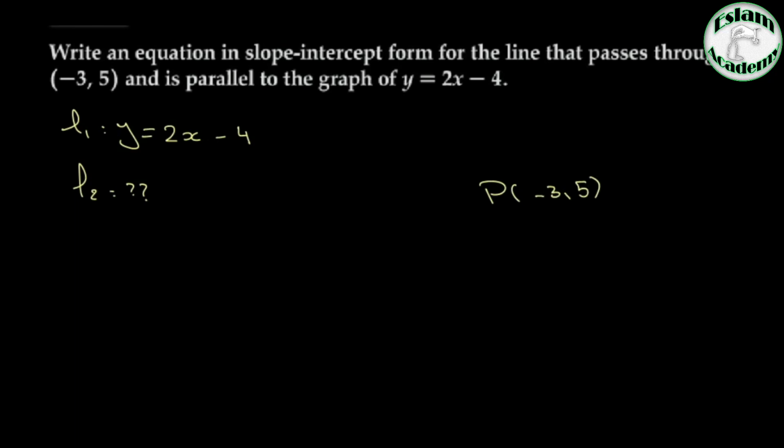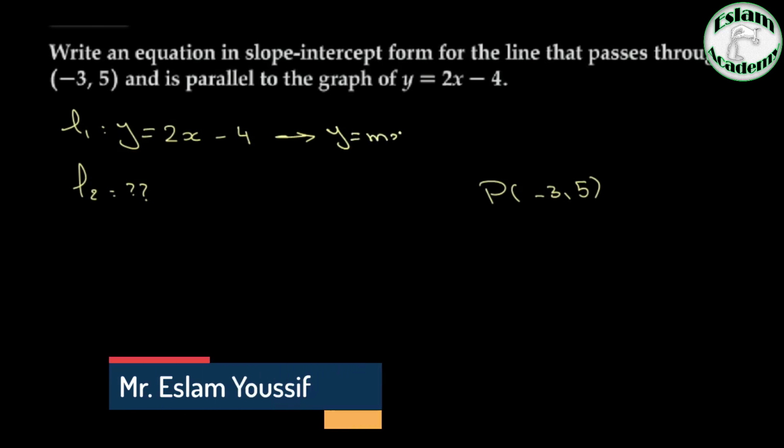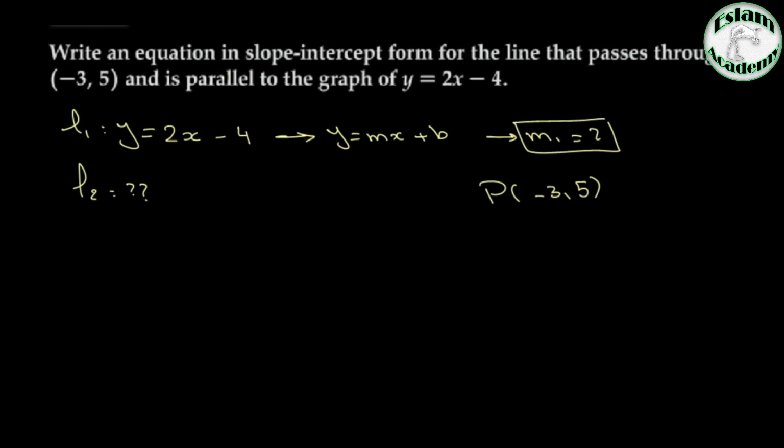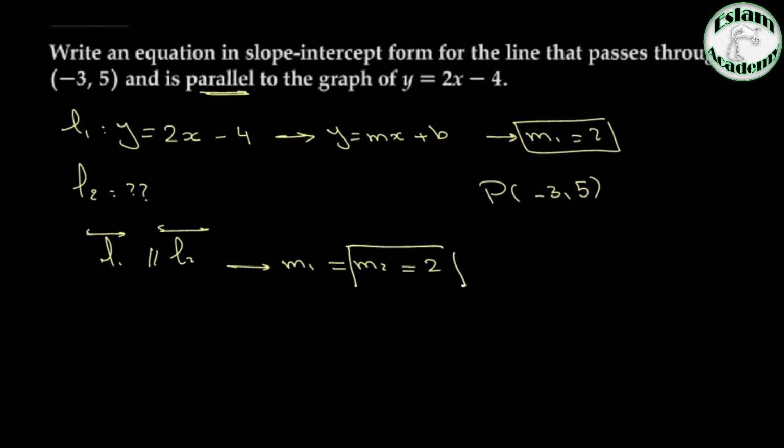As we said before, to find the equation of a line, we need to find the slope and y-intercept. From the first equation, which is written in the form y equals mx plus b, the slope of the first one equals 2. Because L1 is parallel to L2, m1 is equal to m2. Because m1 equals 2, the slope of the second line will be equal to 2. So now we have a slope and a point, and we need to write the equation.